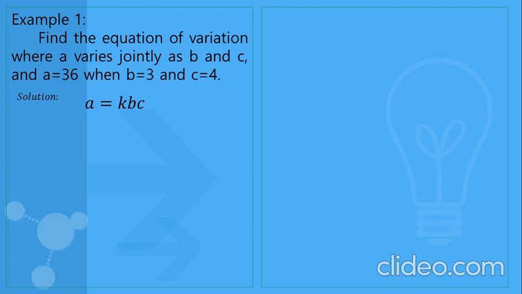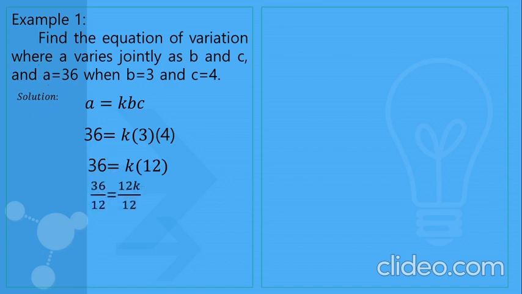Then we substitute the values of A, B, and C in the given equation. So our A is 36, B is 3, and C is 4. Then we have 36 is equal to k times 3 times 4. Therefore, we have 36 is equal to k times 12. 36 is equal to 12k. Solving for k, we divide both sides by 12. Therefore, k is equal to 3.